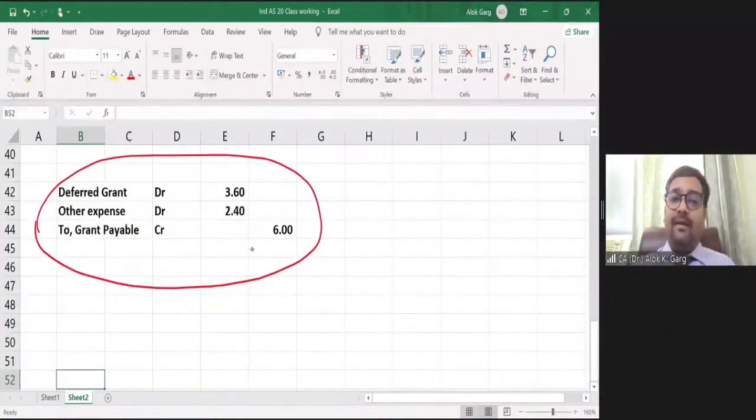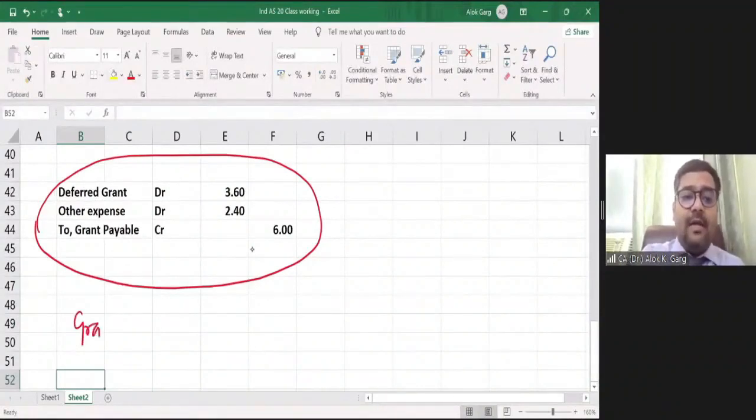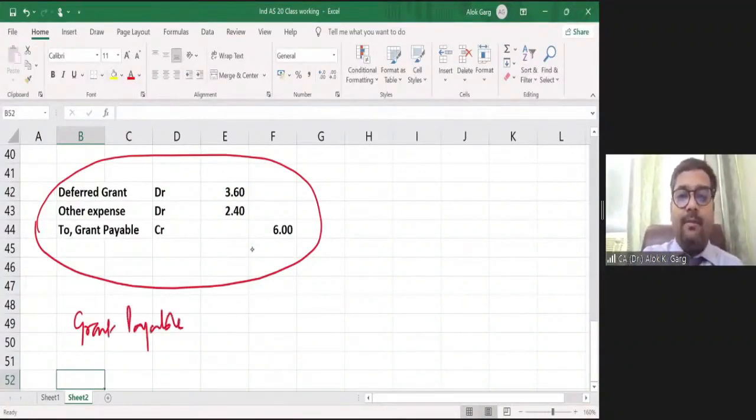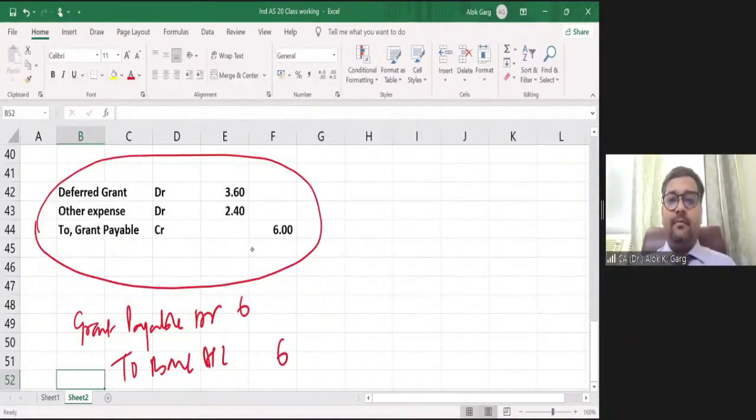Sir, when we pay the grant, what will be the accounting entry in that case? Grant payable account debit, credit to bank account, 6 lakh. Yes, Radha, the balance will be 3.6 lakh. Yes, that was my mistake. Clear, guys? Preeti, I hope you have also received your answer. If you are not required to pay immediate cash, you have to show it as a grant payable account. And whenever you pay cash, you will do the accounting entry grant payable to bank.